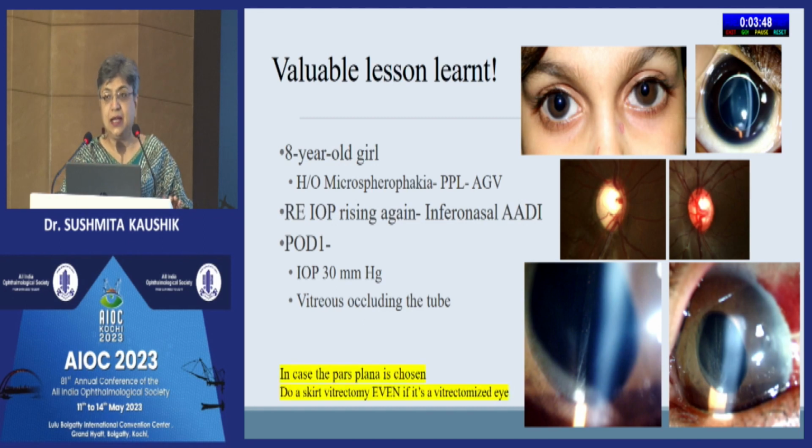So the lesson learned is even in a vitrectomized eye, so we assume she had PPL and PPV, or rather anterior vitrectomy, so the sulcus would be clear. But even with a vitrectomized eye, remember to do a skirt vitrectomy under the iris, because the vitreous might still be there, and the minute you put in your fluidics and it hydrates, it'll come up again. So be careful of that.